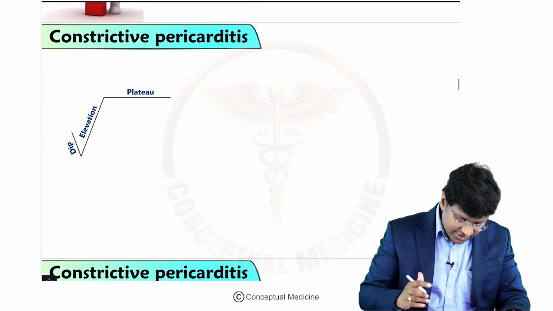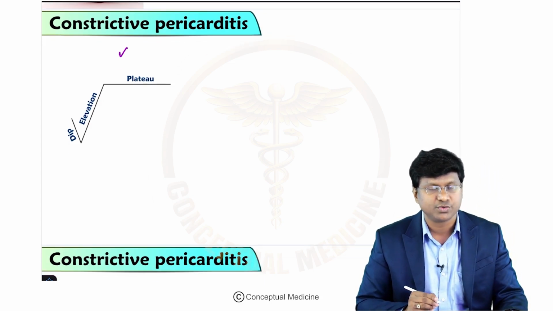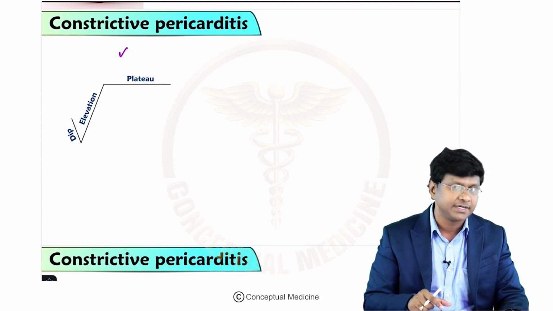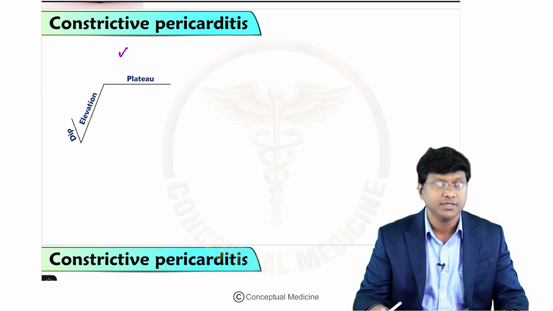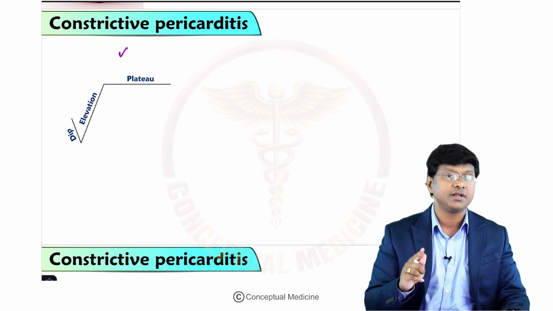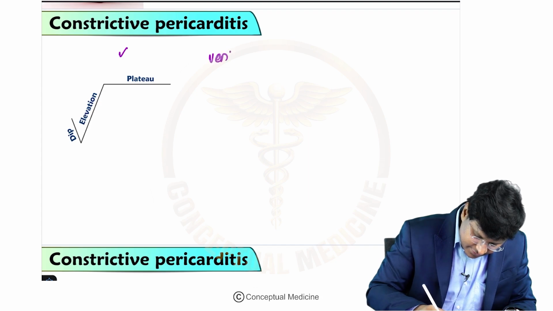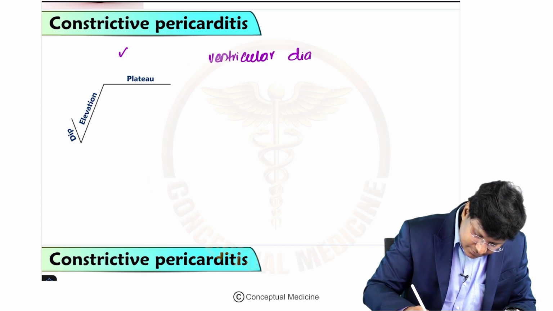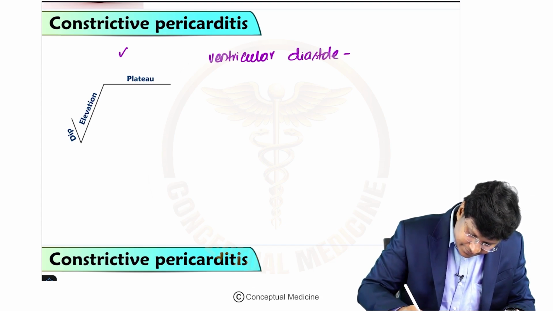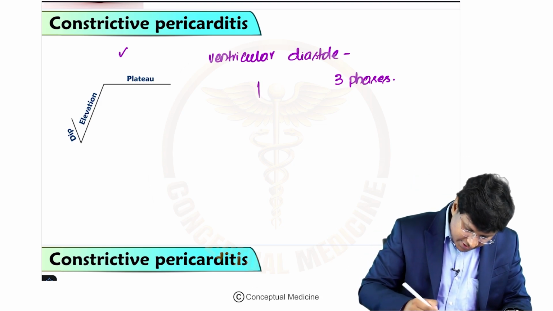Now, this is your square root sign. Let me discuss it in detail. Why does this square root sign appear in patients with constrictive pericarditis? In constrictive pericarditis, the ventricular diastole is divided into three phases. So, what are these three phases?